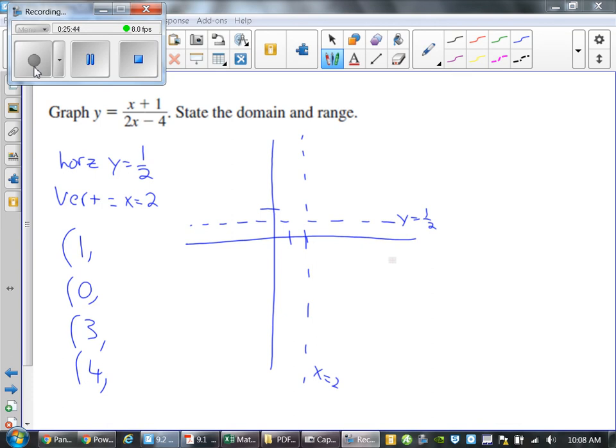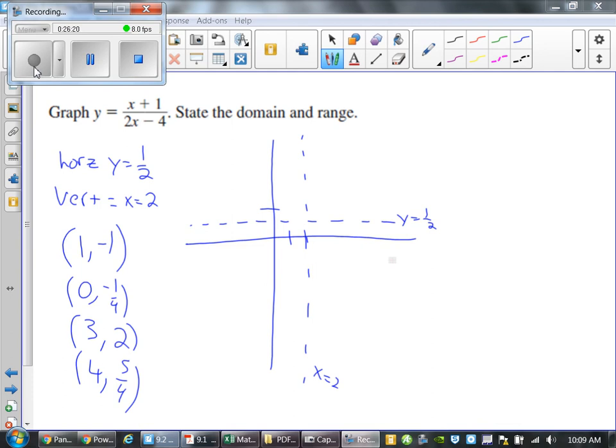So if you used 1, you get 2 in the numerator and -2 in the denominator. So you get -1. If I use 0, I get -1/4. If I use 3, I get 4/2, which is 2. If I use 4, I get 5 in the numerator and 4 in the denominator, so it's 5/4. Okay. And it's just a matter of plotting them out then.